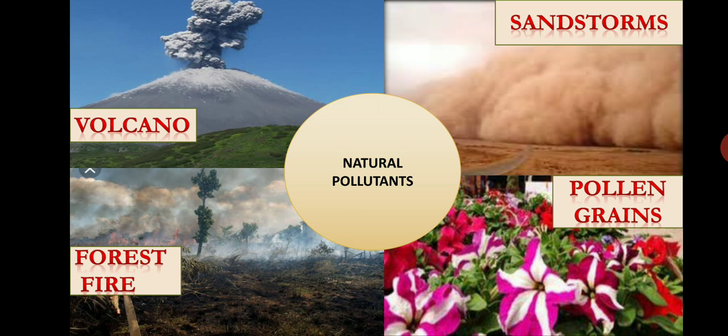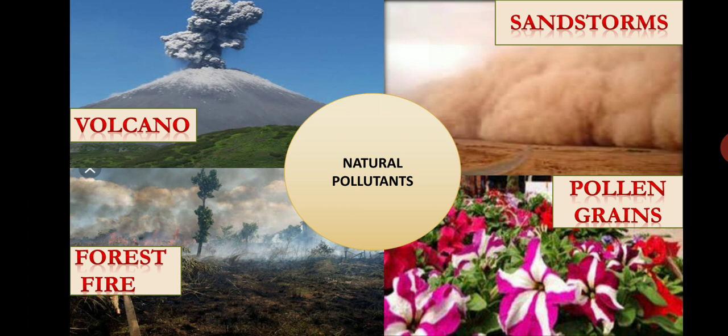The first image that you see on the left hand side top is the volcano. Volcano ash and smoke that comes out from the volcano, and the magma that comes out of the volcano, is a natural pollutant. So one natural pollutant is the volcano. Second is the sandstorm. Now obviously sandstorms will happen in the deserts. Okay, so you have sandstorms.